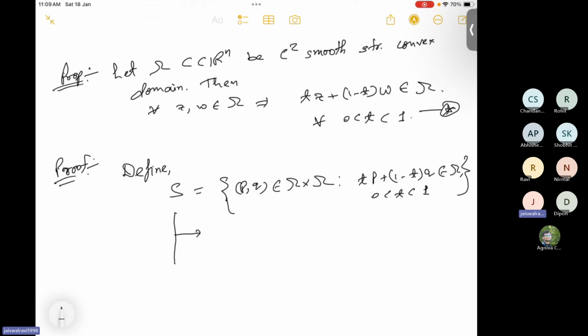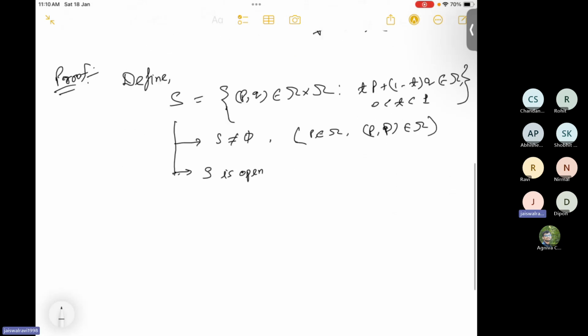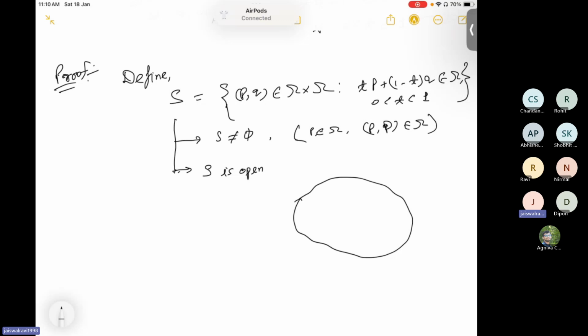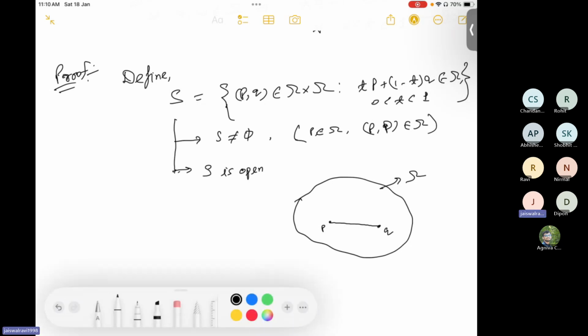First we have to show that S is non-empty, and this is easy because if you take any p in omega, then p comma p is also in S using the definition. Now to show that S is open, take any p comma q in S. Then by definition of S, this line joining P to Q belongs to the domain omega.